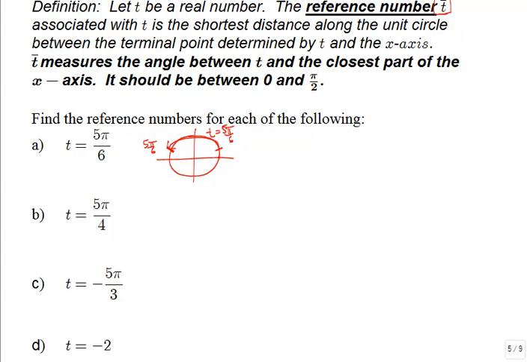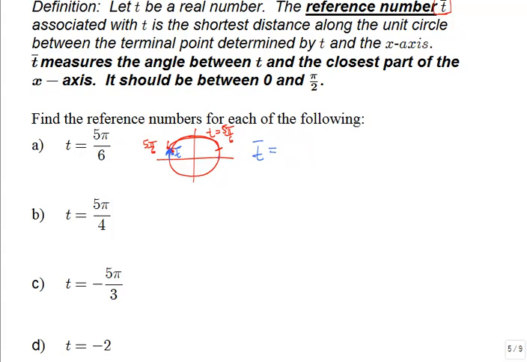Now what does this t bar represent? Where did we stop? We stopped right here. What would be the shortest distance along the circle from where we stopped to the closest part of the x-axis? Since we're in quadrant 2, the closest part of the x-axis would be this distance right here. So this distance from the x-axis up to that stopping point is called your t-bar, your reference number. And what we want to figure out is what it is equivalent to. So t-bar here would be what amount, what distance?